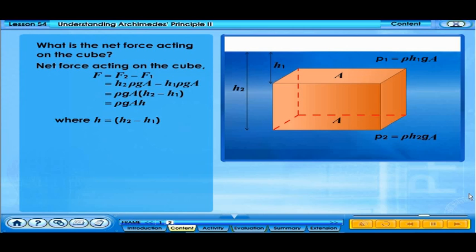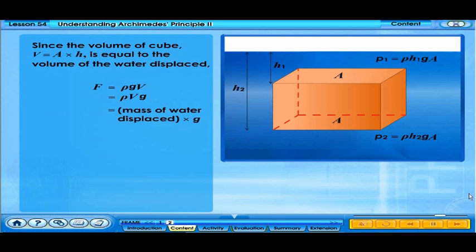Net force acting on the cube F equals F2 minus F1 equals ρgAh, where h equals h2 minus h1. Since volume V equals A times h, which is the volume of the cube and is equal to the volume of the water displaced, F equals ρgV equals ρVg equals mass of water displaced times g. Buoyant force F equals ρVg, which is equal to the weight of water displaced.